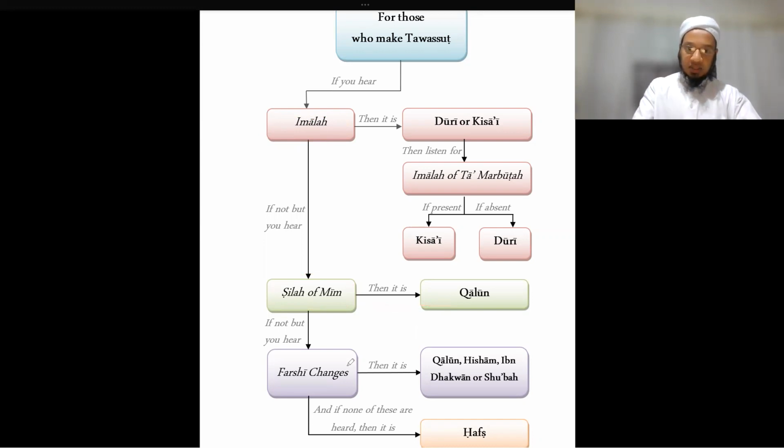If you don't hear any of these changes, but you hear certain farshi changes, then I can identify between Hisham, Ibn Dhakwan, or Shu'bah. For Hisham, the farshi change to look out for is the recitation of Ibrahim. For Ibn Dhakwan, listen for Ja'a and Shay'a with the tawassut. And for Shu'bah, listen for the word Rulwan. If you hear none of these changes, then it is just the normal recitation of Hafs.